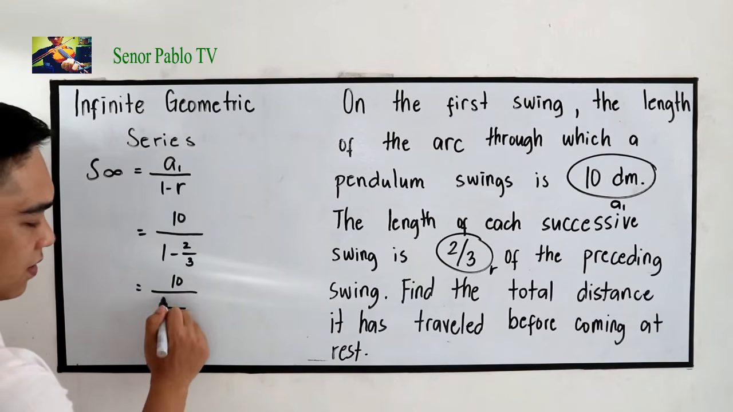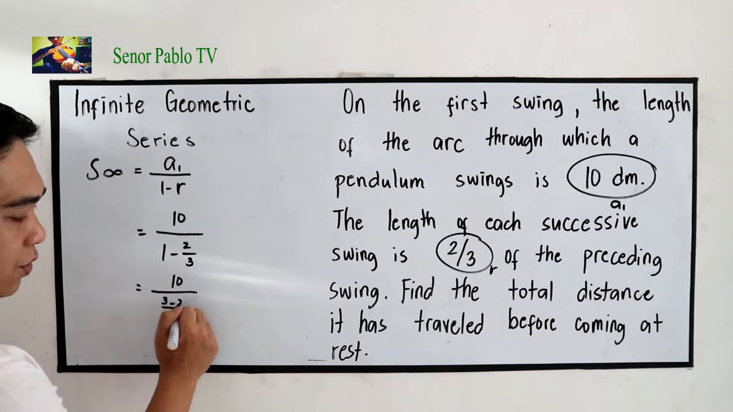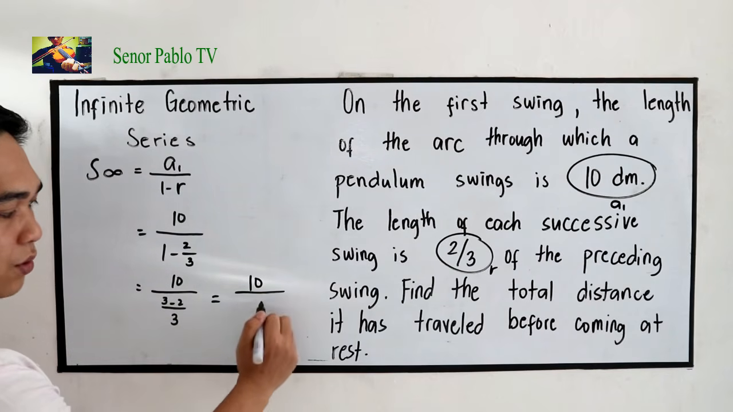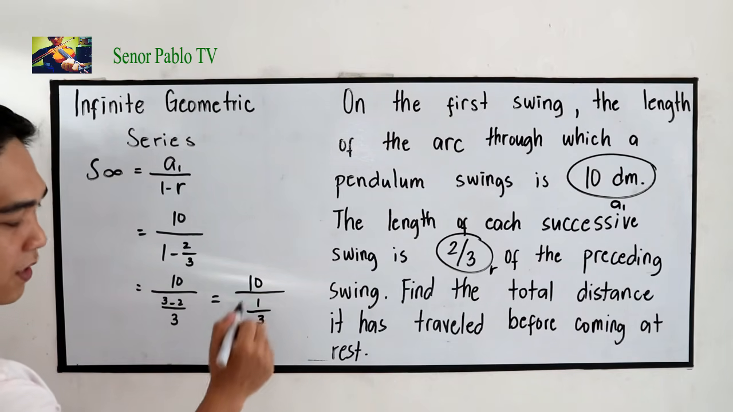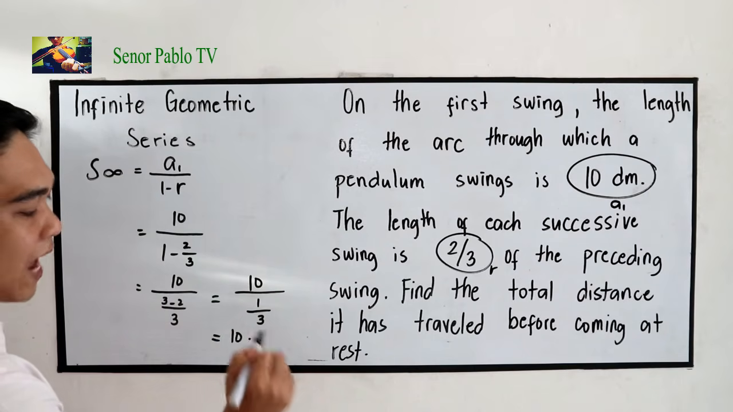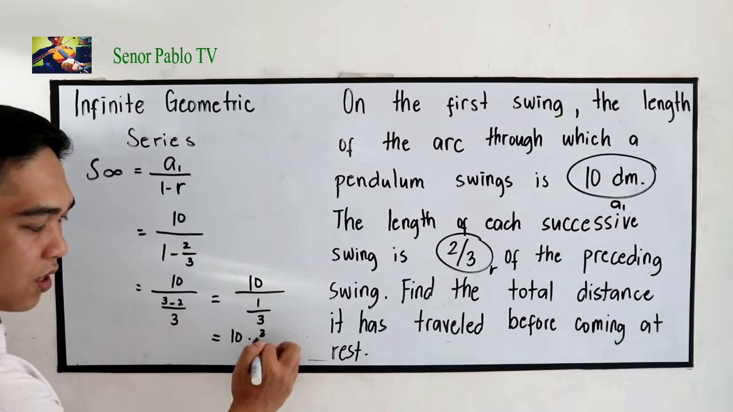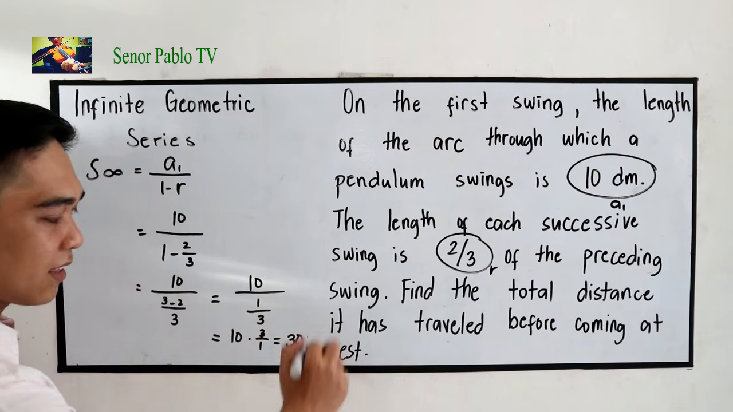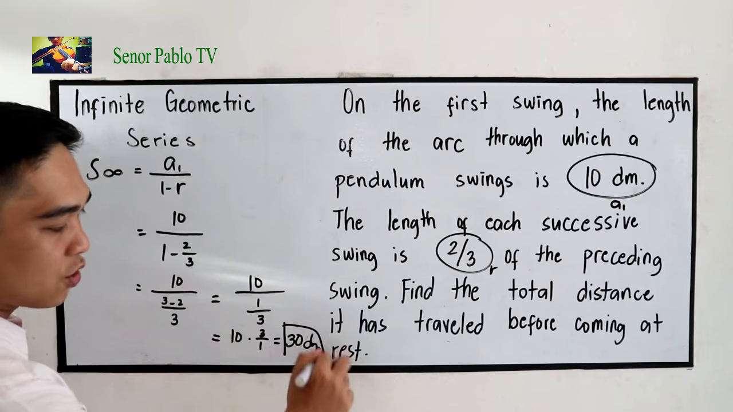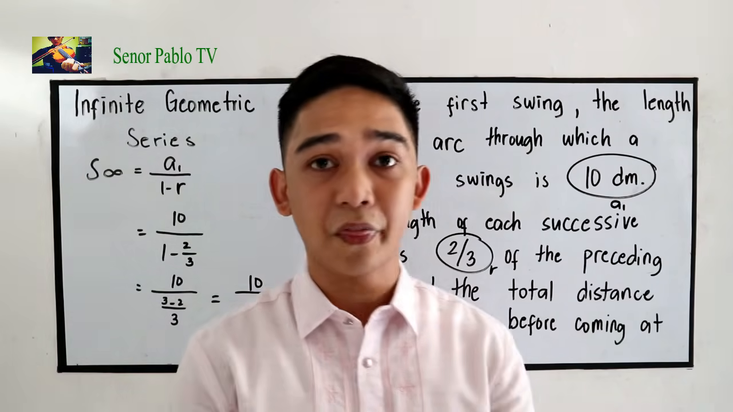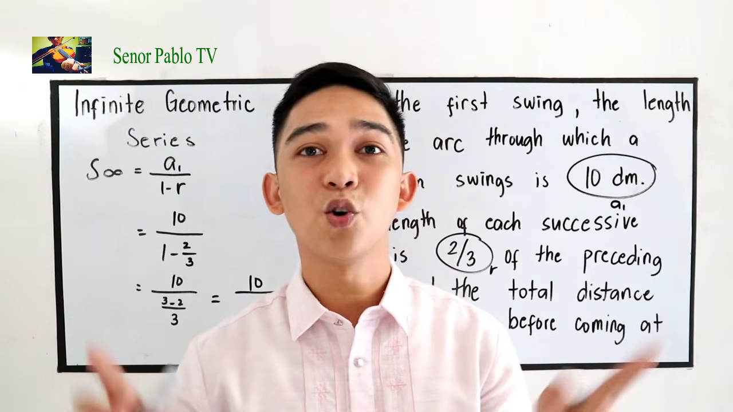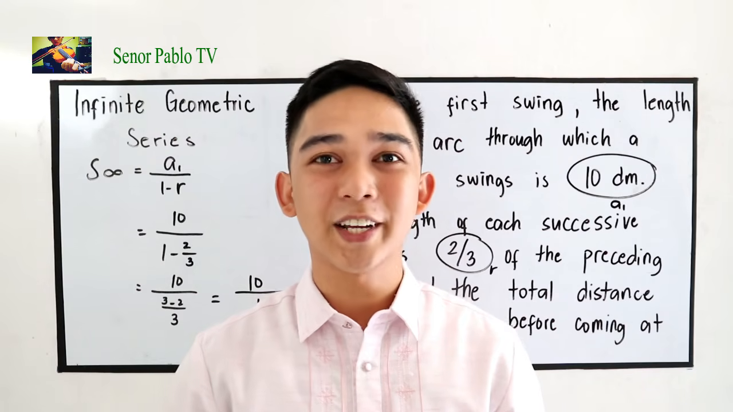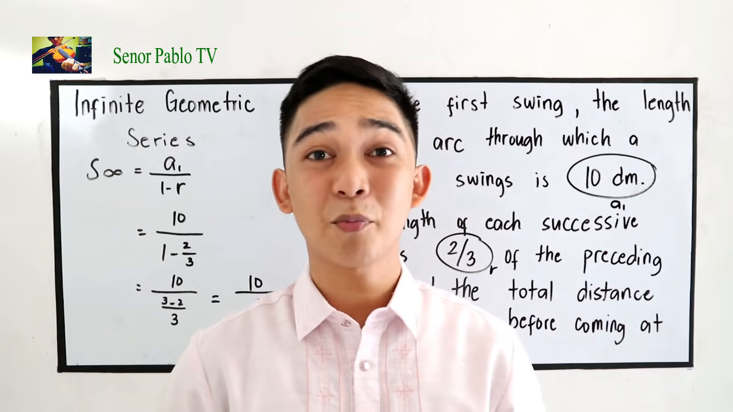3 times 1. 3 minus copy 2. So, 10 over 3 minus 2. That is 1/3. Copy the numerator times the reciprocal of the denominator. 3 over 1. So, 10 times 3. That is 30. Ang unit natin, dm. So, mag-travel siya ng total ng 30 decimeter bago siya huminto. So, yan ang infinite geometric series. So, tapos na tayo sa lesson 2.